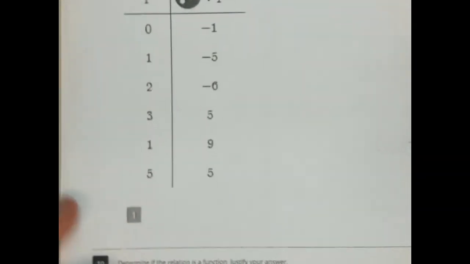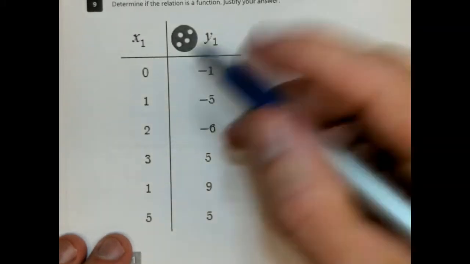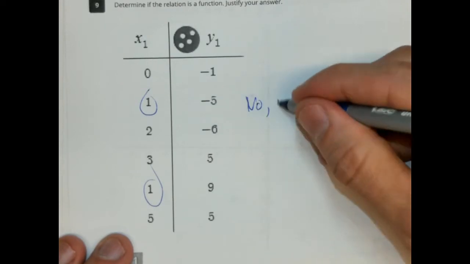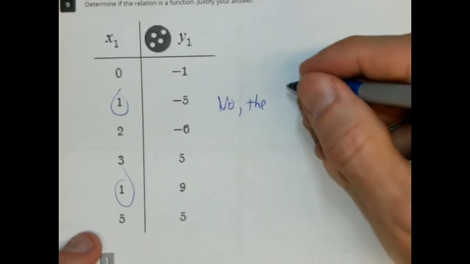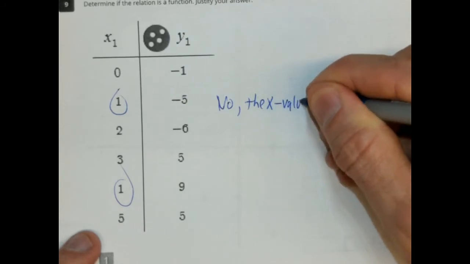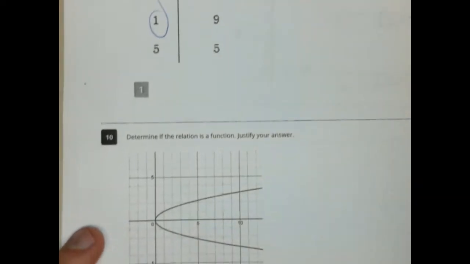Number 9. Determine if this is a function. Well, do the x values repeat? Yes, they do. So no, it is not. There's no uniqueness with the one-to-one ratio with the x's. X values repeat.